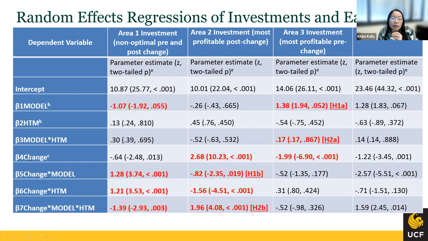Then after that, the effect of change for area three is generally negative, as we expect. People realize that area three is no longer the most important in the post-change periods, and therefore they decrease their investment in area three. And let's take a look at area two, which is now the most profitable investment area post-change. Now, what we found is that the coefficient for the change variable is positive. That means that post-change, people in general realize that area two is now the most important, so they're increasing their area two investment. So that's why there's a positive effect.